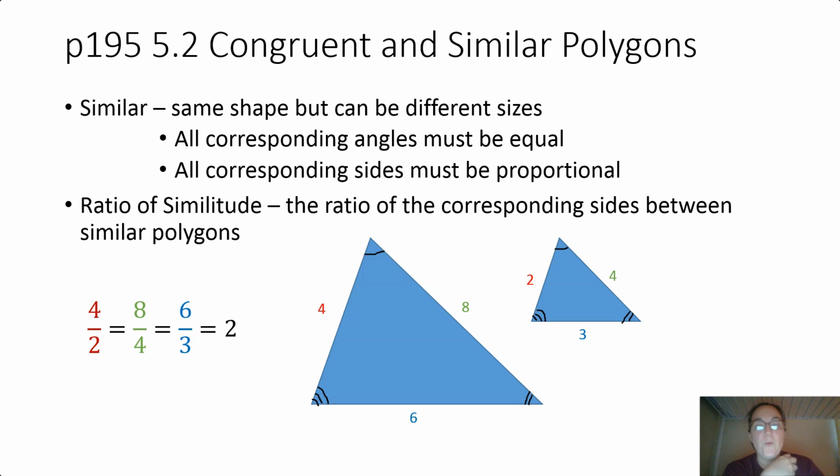Now, the way I set my triangle up, I put the big one first and the little one second. Your book has it where the little one is first and the big one is second, in which case their ratio of similitude would be separate. You just put the first triangle over the second triangle, even if it's the larger over the smaller, or the smaller over the larger. Or you pay attention to what they're asking.